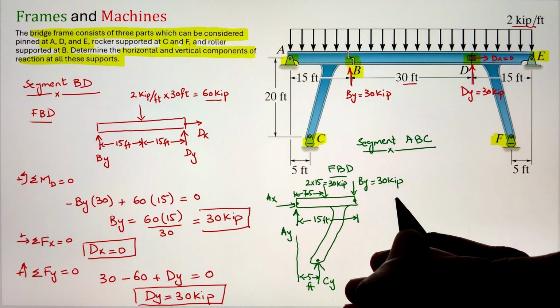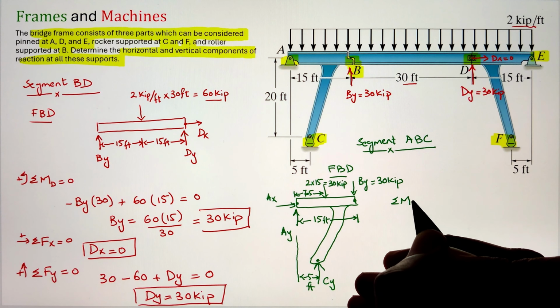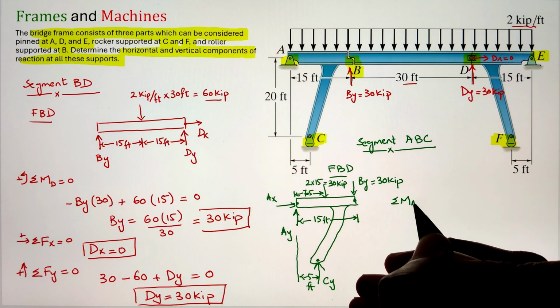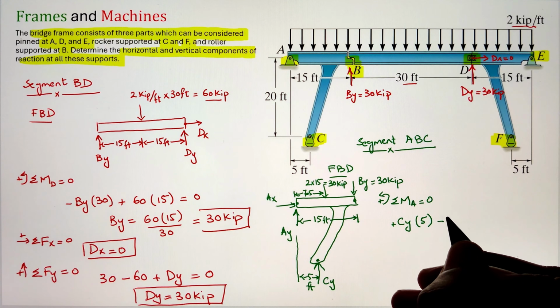That will again be in the middle of our rectangular section, 7.5 feet from point A. Now, once we have our free body diagram, let's apply our equilibrium equations. Starting with the summation of moments at point A, since it will eliminate our Ax and Ay in the expression, as those two forces won't create any moment, we have our Cy going upward with a moment arm of 5.